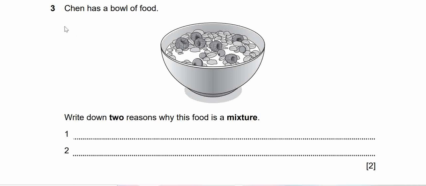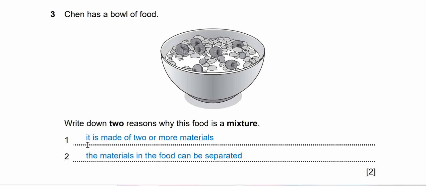Next, question 3. Chan has a bowl of food. Write down 2 reasons why this food is a mixture. 10 seconds. 10, 9, 8, 7, 6, 4, 3, 2, 1. Alright, let's open up the answer. It is made of 2 or more materials. That's why it's a mixture, you can see. And the materials in the food can be separated. Right, this is an open answer question. If you have any other option, you may write it down in the comment section.